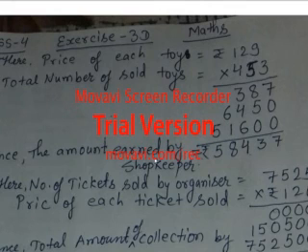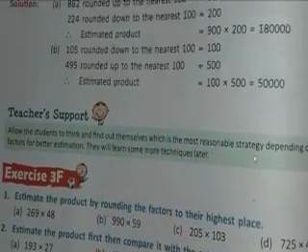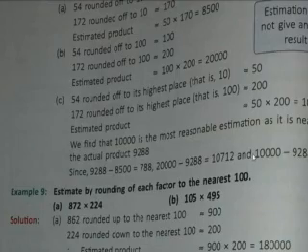Hence the amount earned by the shopkeeper is equal to rupees 58,437. If we see the next question, that is question number 2.